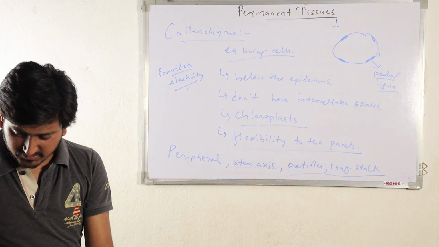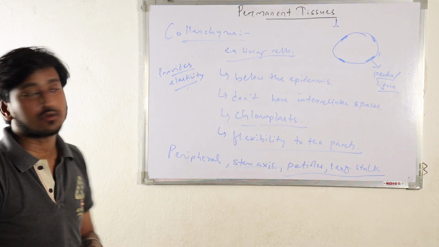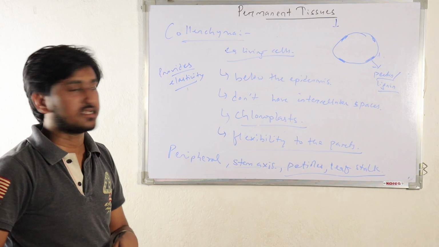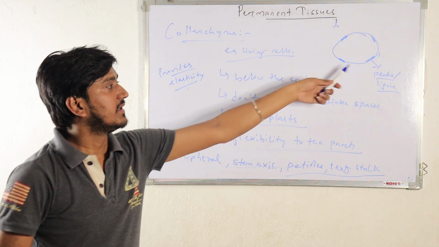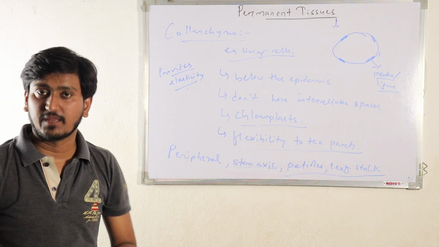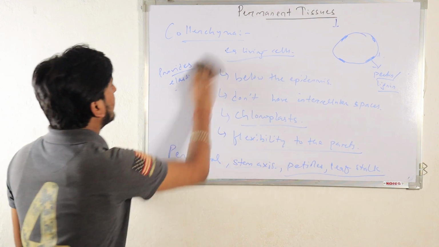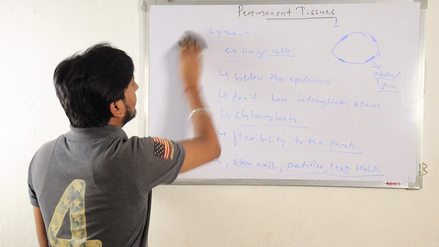On the basis of thickening of the cell wall and arrangement of the collenchyma cells, there could be different kinds of collenchyma tissue. But that's not our concern right now. We will move to the third type of tissue, that is sclerenchyma.